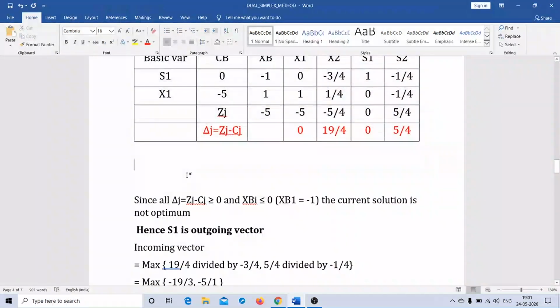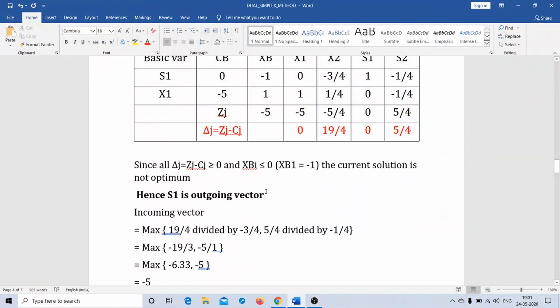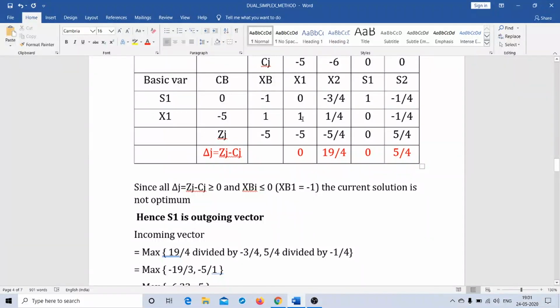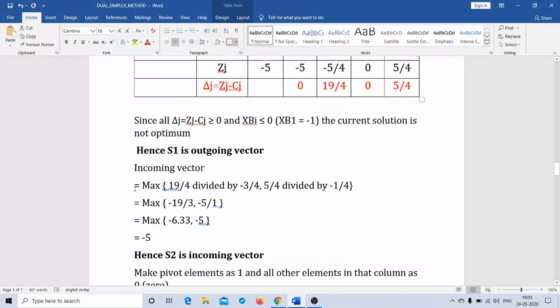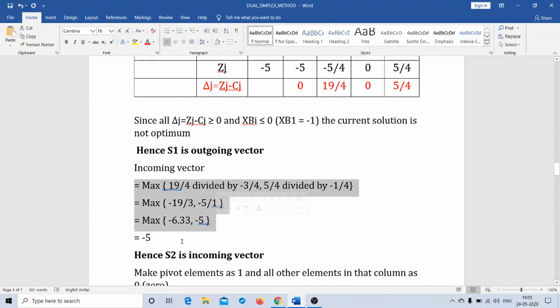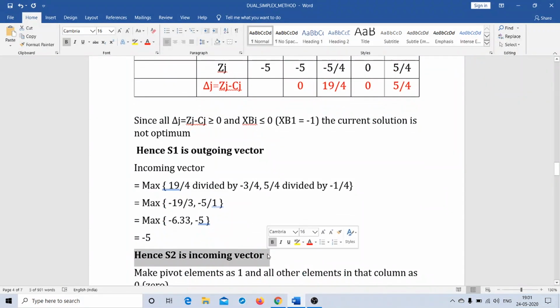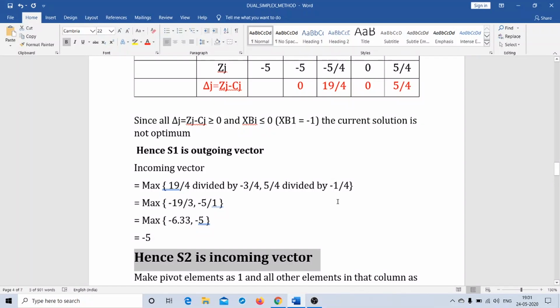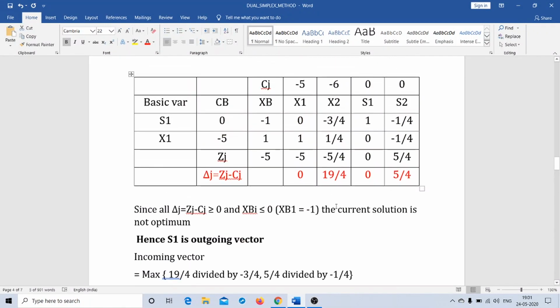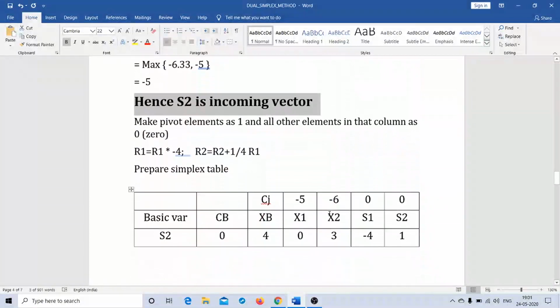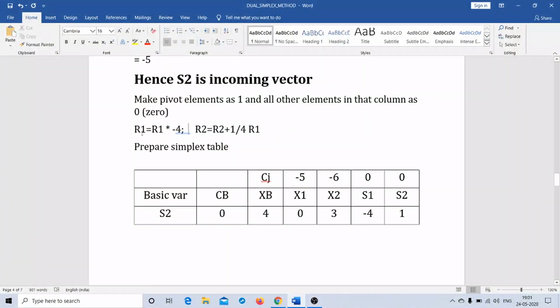What we do? We implement the same step, and then we draw the conclusion that the most negative value of xb, that is s1, is going to be the outgoing vector. And similarly, we calculate the incoming vector with this particular formula, right? And then the maximum ratio is minus 5, and hence we conclude that s2 is the incoming vector. So s2 comes in place of s1, right? S2 comes in place of s1, and we perform these row operations.